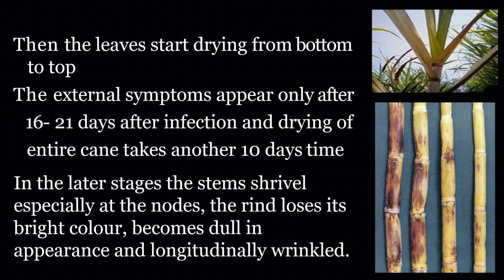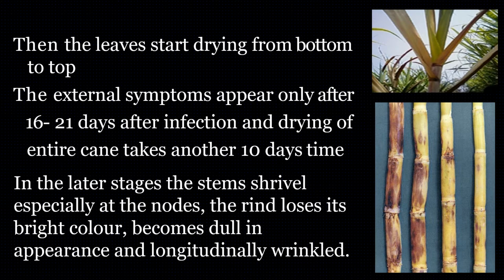Then moving ahead, as we have already discussed, the earliest symptoms are the yellowing and drooping of upper leaves. In the later stages, the leaf starts drying from bottom to top. The external symptoms appear only after 16 to 21 days, or we can say 2 to 3 weeks after infection, and drying of the entire cane takes another 10 days.